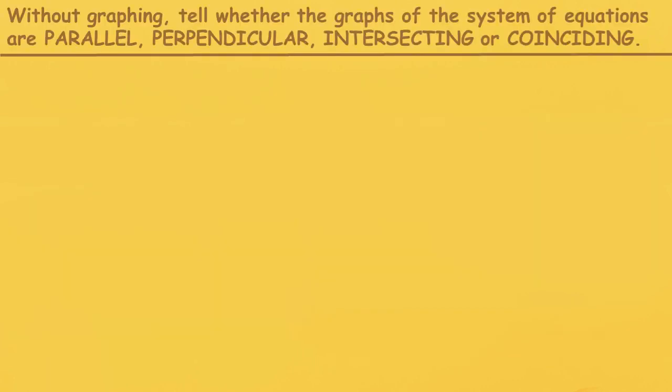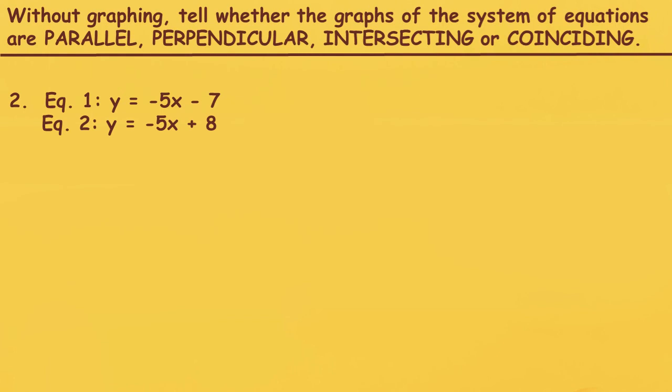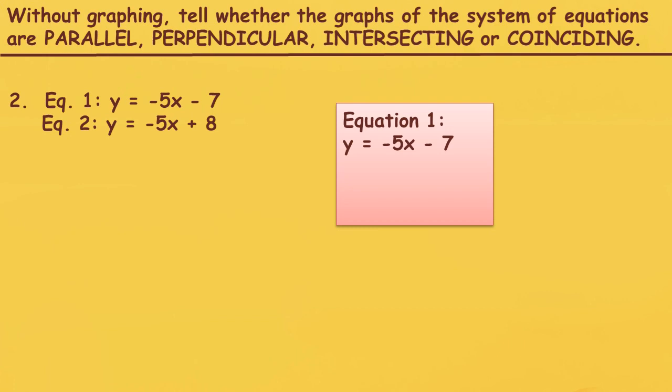Let's take another example. Equation 1. Y is equal to negative 5x minus 7. Equation 2. Y is equal to negative 5x plus 8. Okay, ang i-compare natin is the slope and the y-intercept of the two equations. Equation 1, anong slope nito? Yes, negative 5. At ang y-intercept nito ay negative 7.